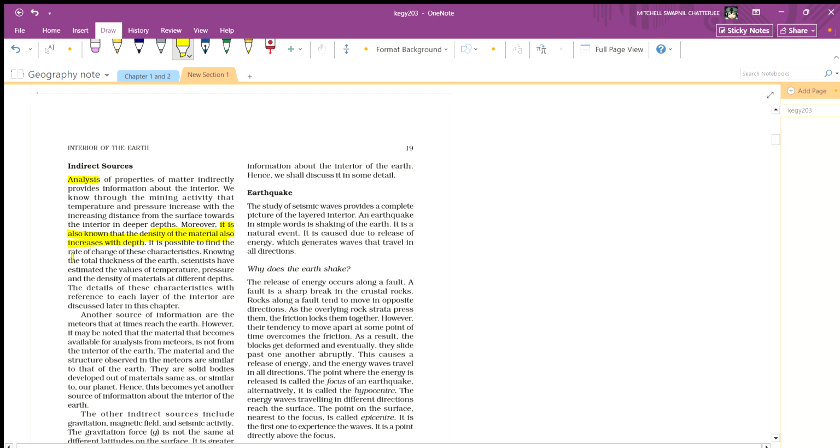Is it possible to find the rate of change of these characteristics? Knowing the total thickness of the Earth, scientists have estimated the values of temperature, pressure and density of material at different depths, like layers of the Earth's crust. The details of these characteristics with reference to each layer of the interior of the Earth are discussed later in the chapter.